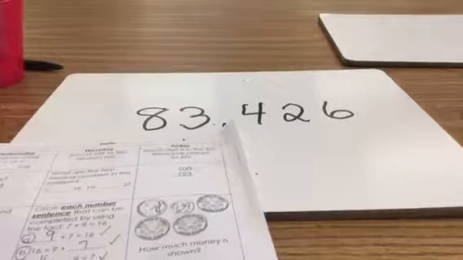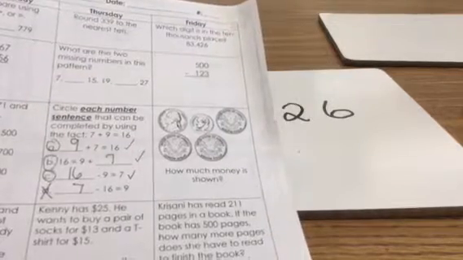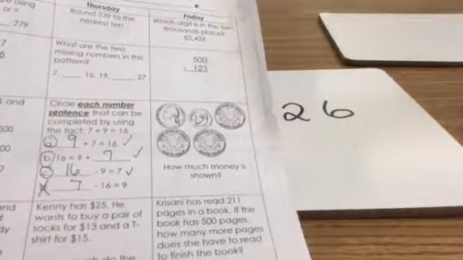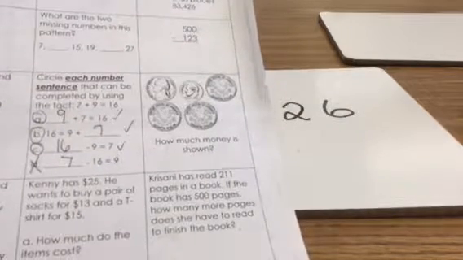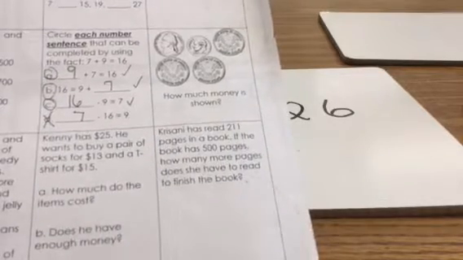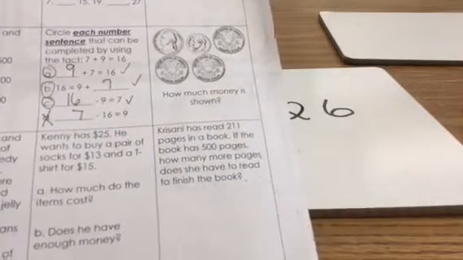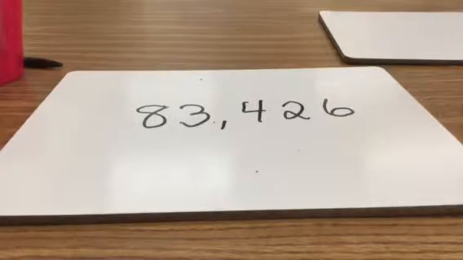I'm going to read all the questions, and then if you haven't done the work, you're going to pause the video. Number 1 says, which digit is in the 10,000s place? Number 2, 500 minus 123. Number 3, how much money is shown? And number 4, Krisani has read 211 pages in a book. If the book had 500 pages, how many more pages does she have to read to finish the book? So if you have not done the work for all 4 problems, using UPSC on the word problem, please pause the video and come back to the video once you've done the work.